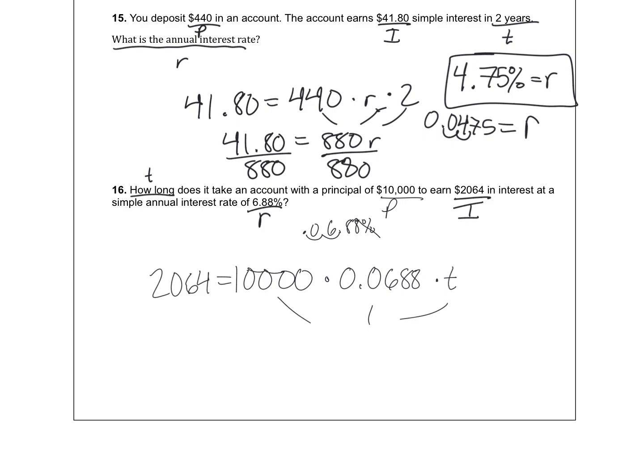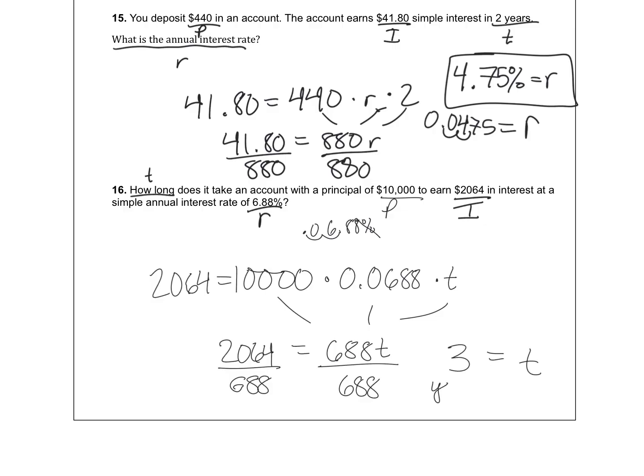We're going to multiply everything on this side together. 10,000 times 0.0688 gives me 688T is equal to 2,064. Divide by 688 on both sides. And we get a total time of 3 years.